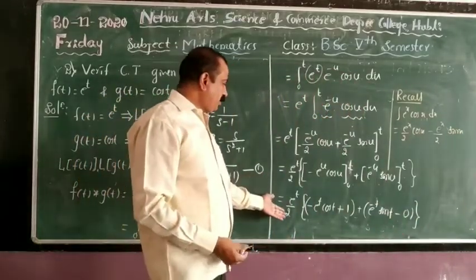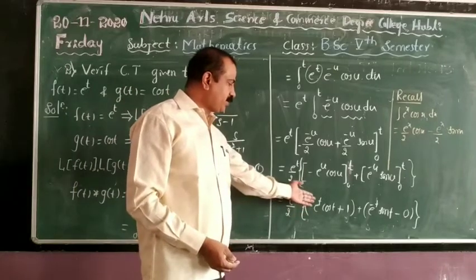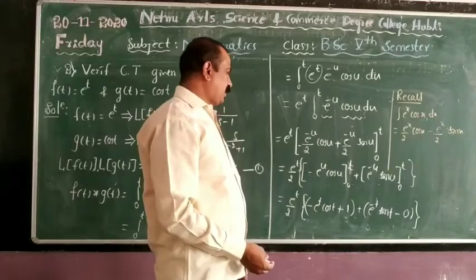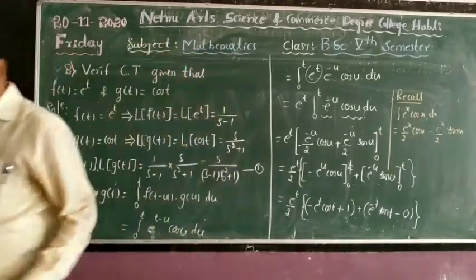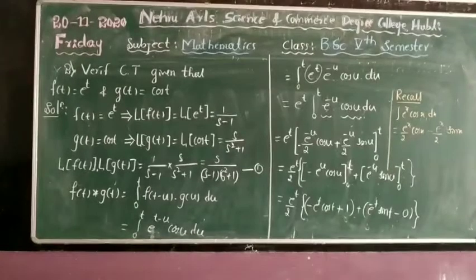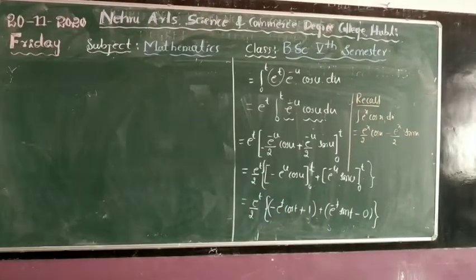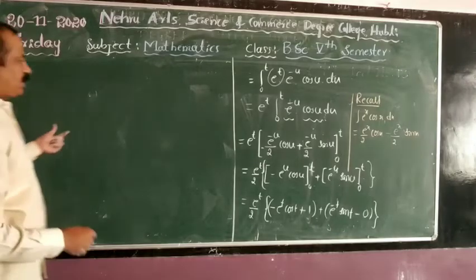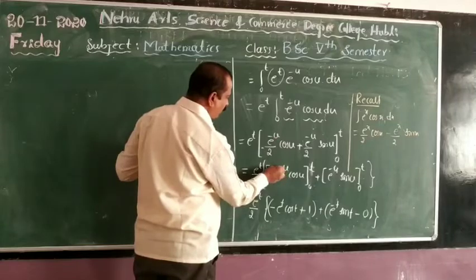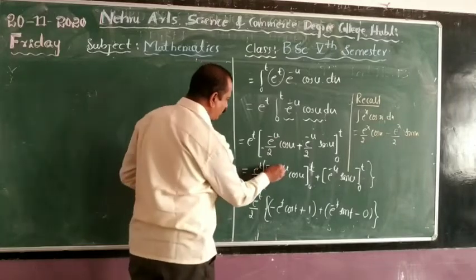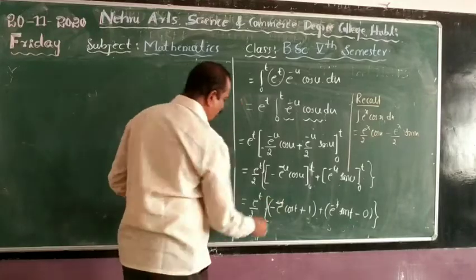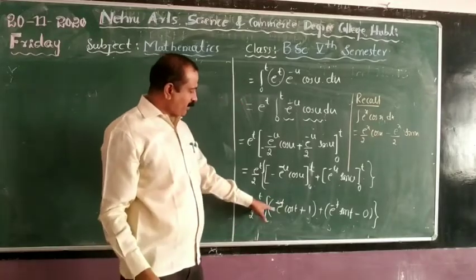So it is e raised to t divided by 2 into bracket minus e raised to minus t into cos t plus e raised to minus t into sin t. Now let us go for a little simplification here: multiply this e raised to t into the bracket. In the bracket there is e raised to minus t. Whenever e raised to t and e raised to minus t are multiplied, we get e raised to 0, that is 1. The remaining term will be left there.